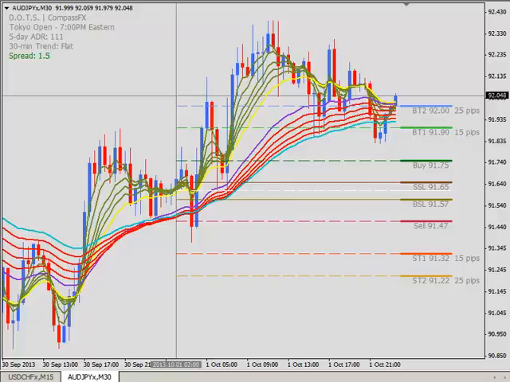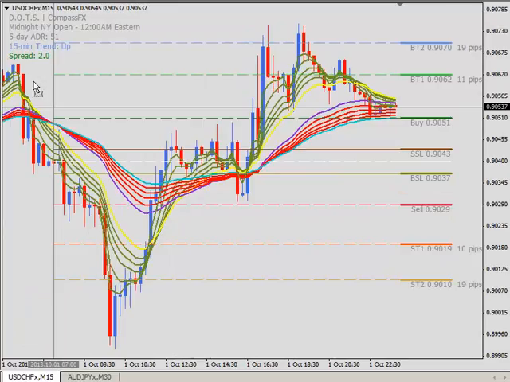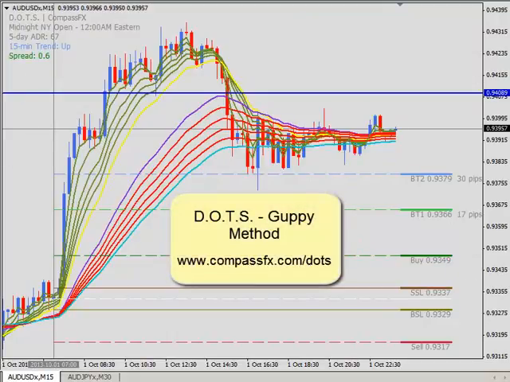Well, folks, this is Dean Malone with Compass FX. Again, I just want to let you know that regardless of the market conditions, the Guppy method, if you follow the direction of the short-term guppies related to the long-term guppies, and you mark those entries and targets based upon the dots, you're going to find a number of opportunities available to you. All you need to do is be ready to step into the market.